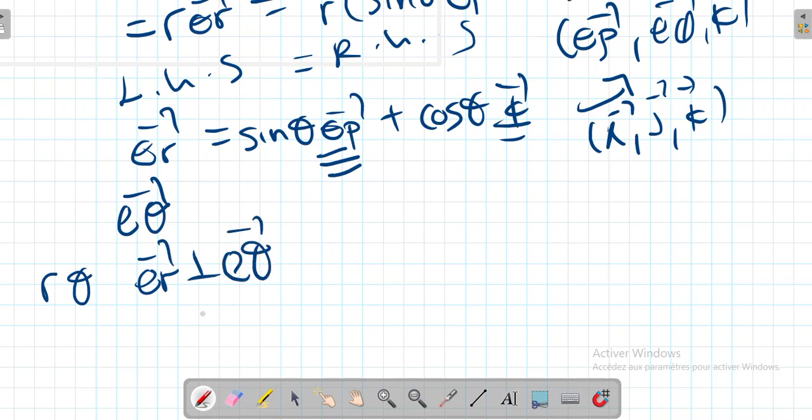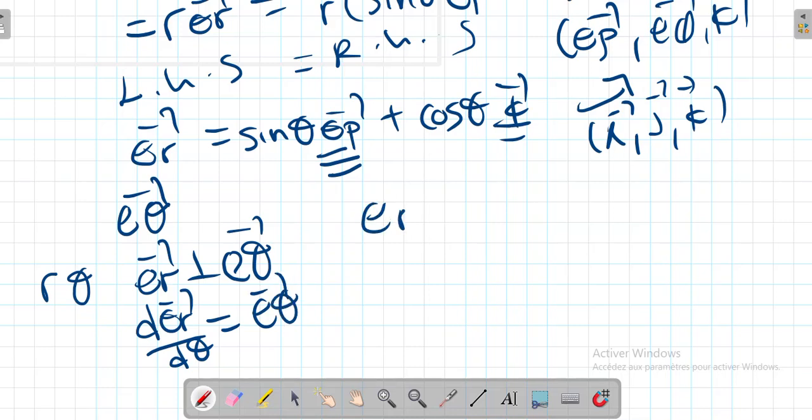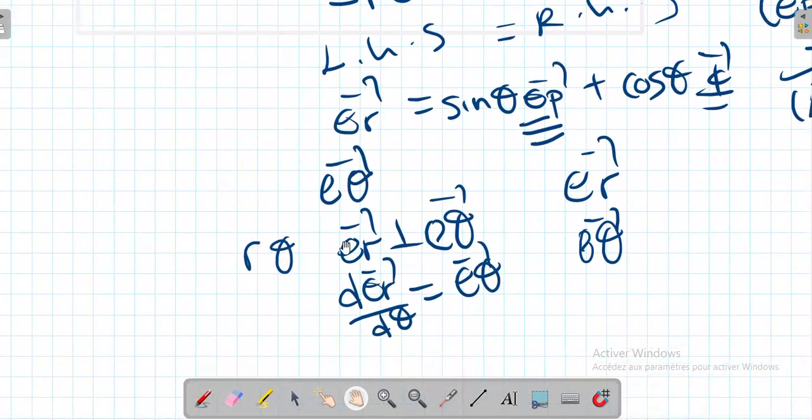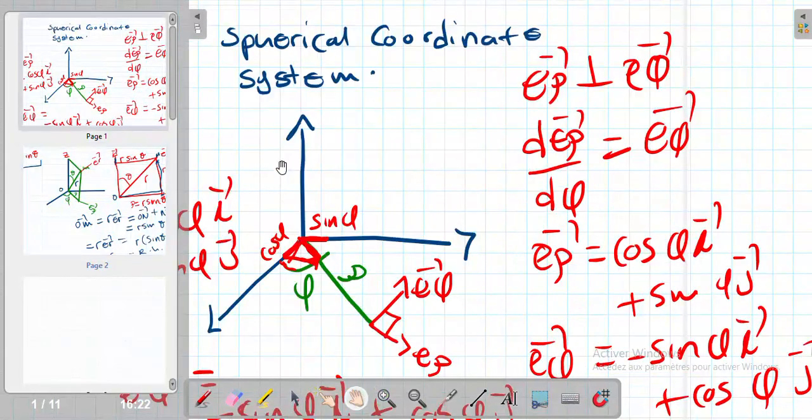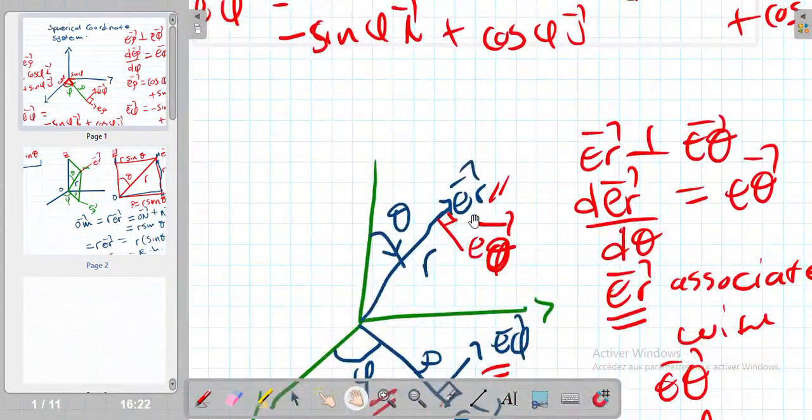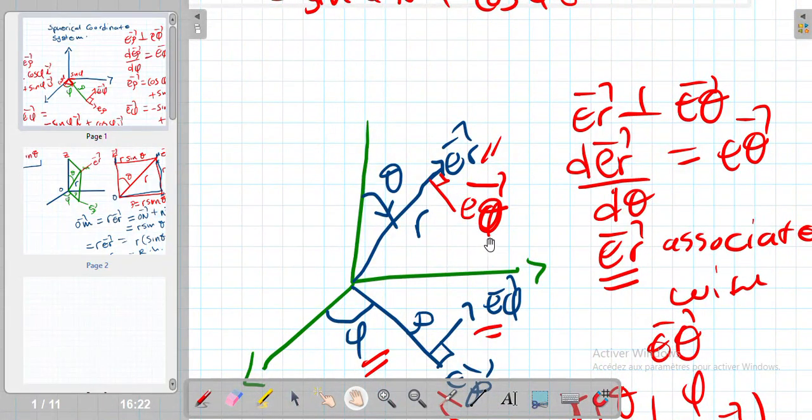Then what does this help us with? This helps us with saying that the derivative of ER with respect to theta is equal to E theta. So if I have my ER, it will be very easy for me to find E theta. Why? Because from our drawing, we said that ER is perpendicular to E theta. Therefore, the derivative of ER with respect to theta is E theta. So if we have the expression of ER, you can find the expression of E theta.